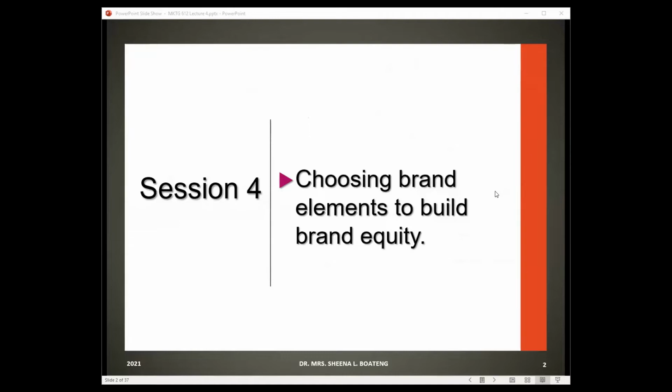Now, to be able to build these blocks towards achieving brand resonance, there are certain brand elements that the firm has to select and combine. And it is those brand elements that we are going to discuss today, as well as the manner in which these brand elements are selected and utilized in marketing programs to build brand equity.